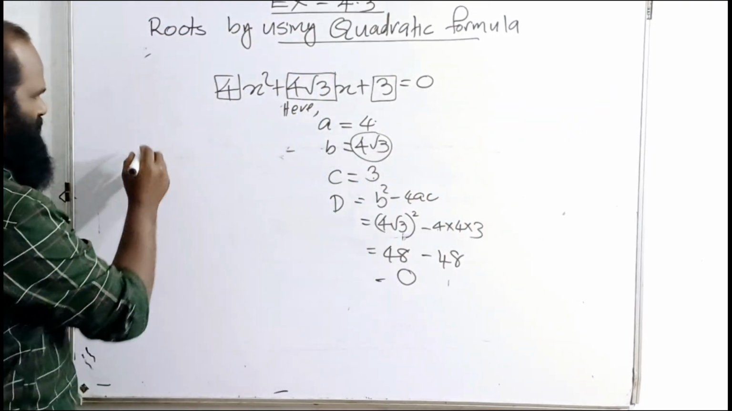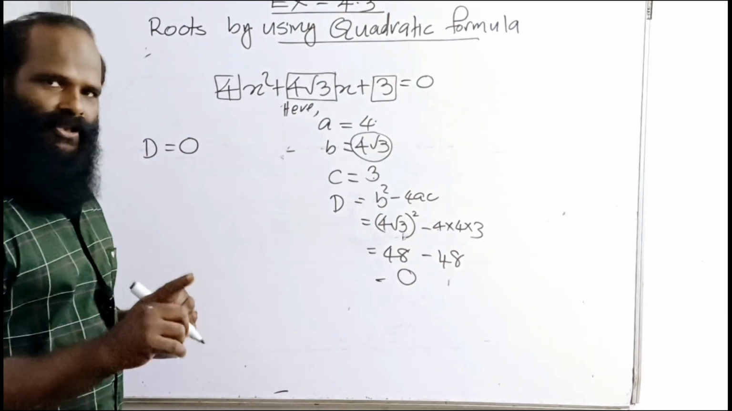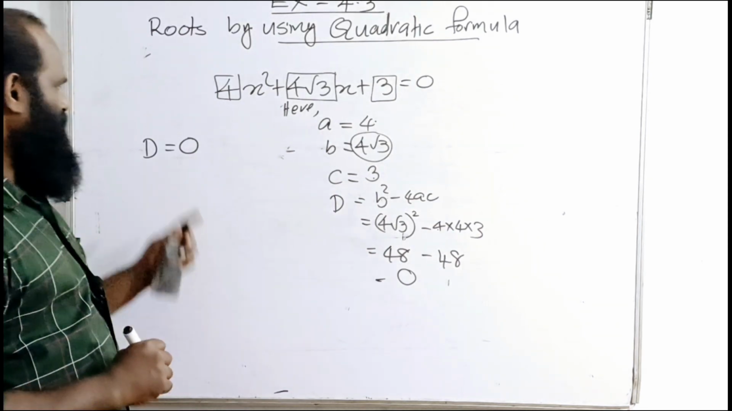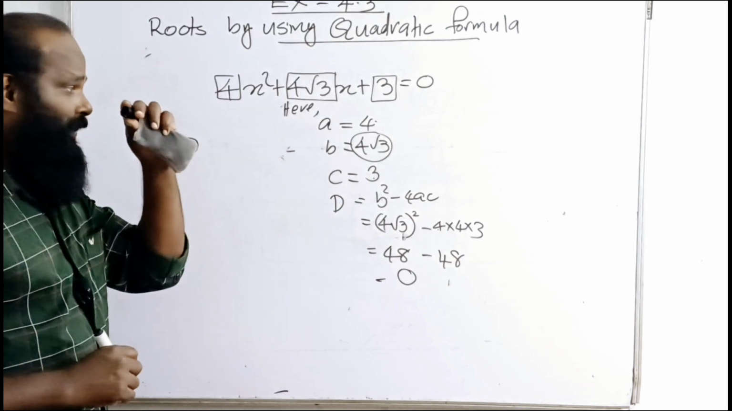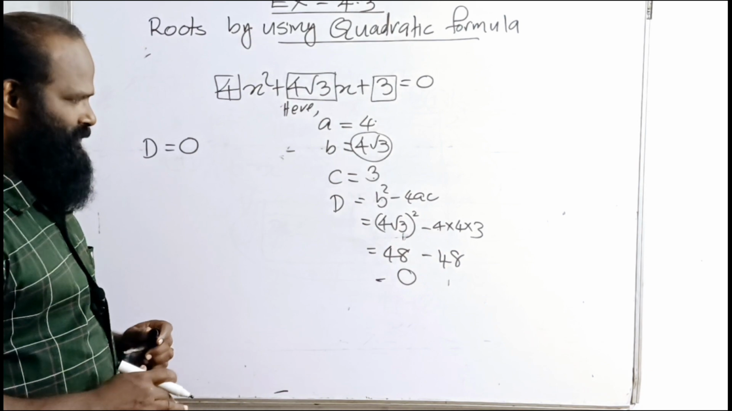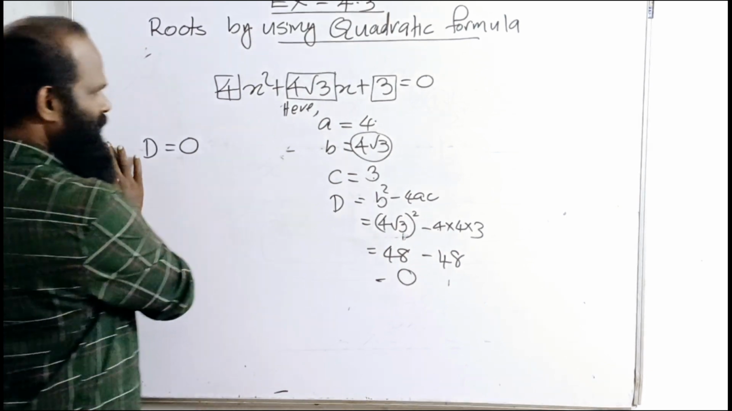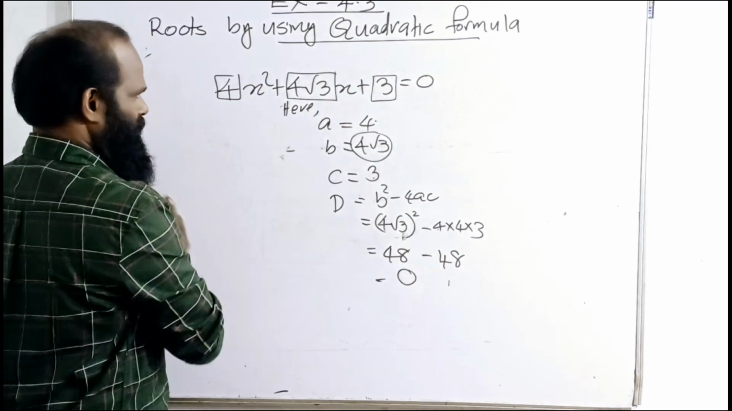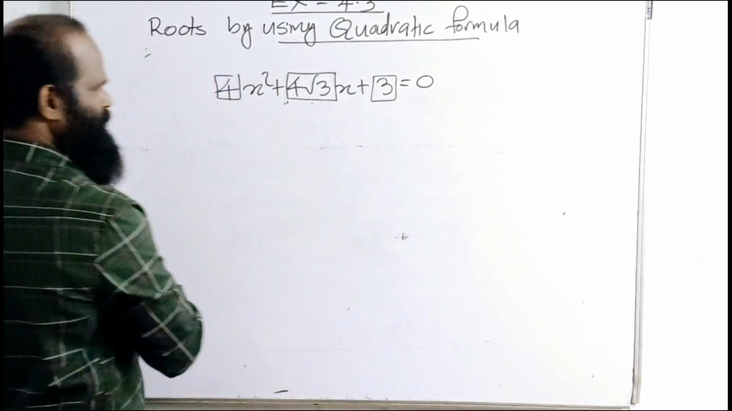We have studied once, if the value of d is equal to 0, the value of x will be the same two numbers. Both the values are the same. So keeping that in mind, we shall go on. We should get two same values in the end. Let us see whether we will get or not. So this we have understood, and we go for the quadratic formula.